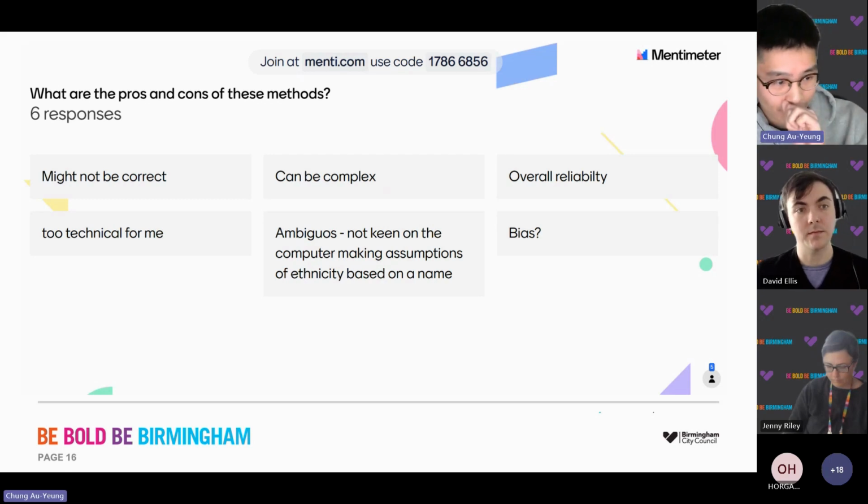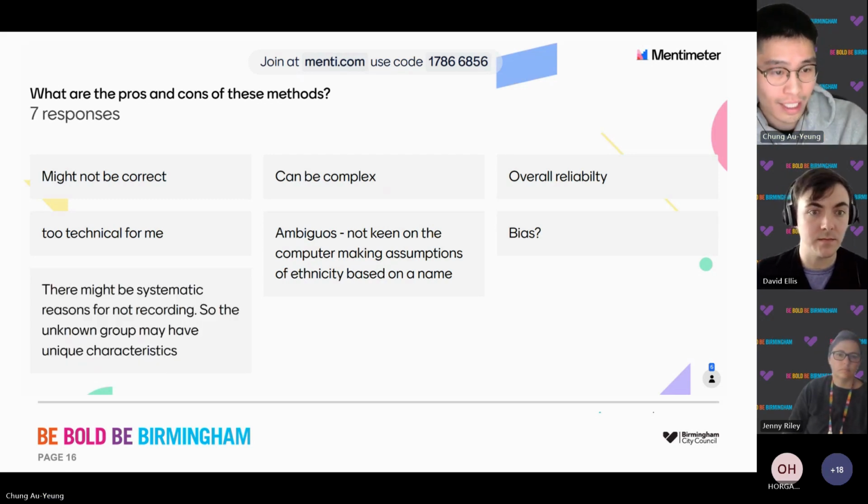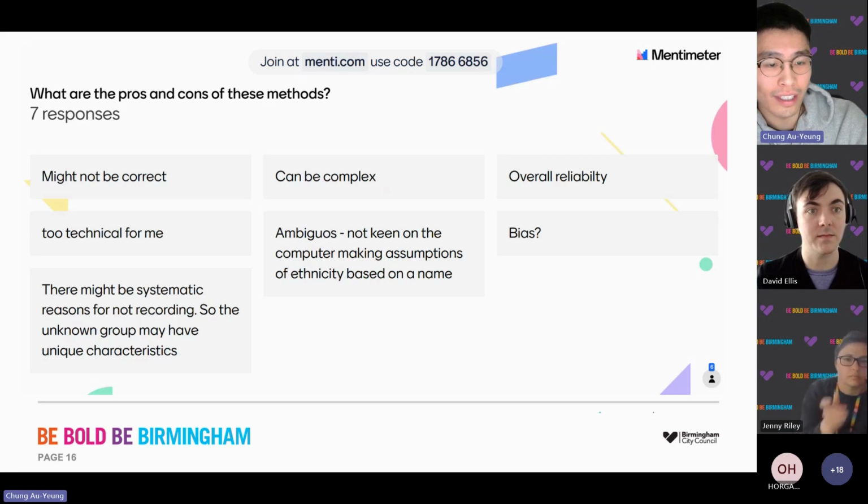So we can have no further restriction. Yes, systematic reasons for not recording. This could be explained in other terms like missing not completely at random. So the data might not be missing completely at random or missing at random. So you might introduce bias again.